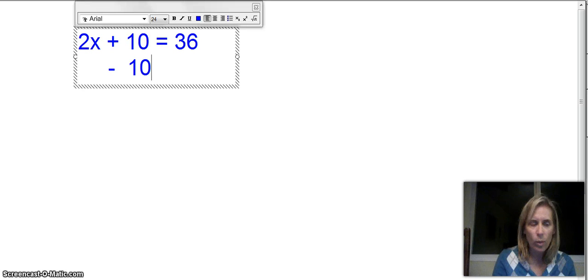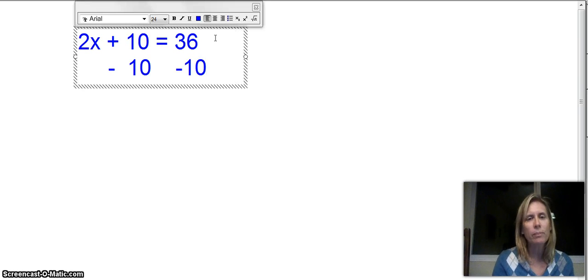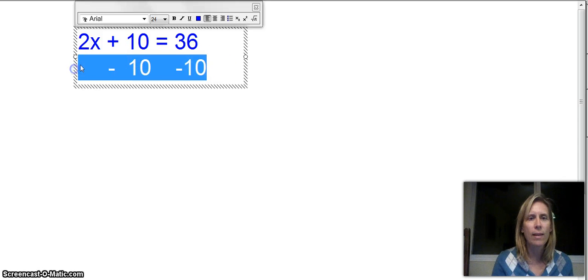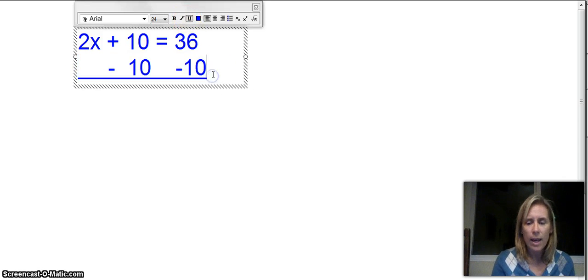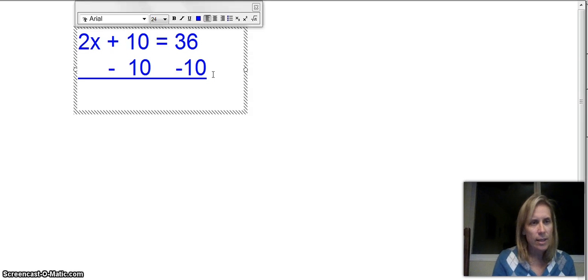Now remember, what we do to one side, we've got to do to the other. So subtract 10 from both sides of the equation. Good. And then we simplify. We would be left with 2x. The plus 10 and minus 10 are opposites, so they undo each other. 2x equals 36 minus 10 is 26.